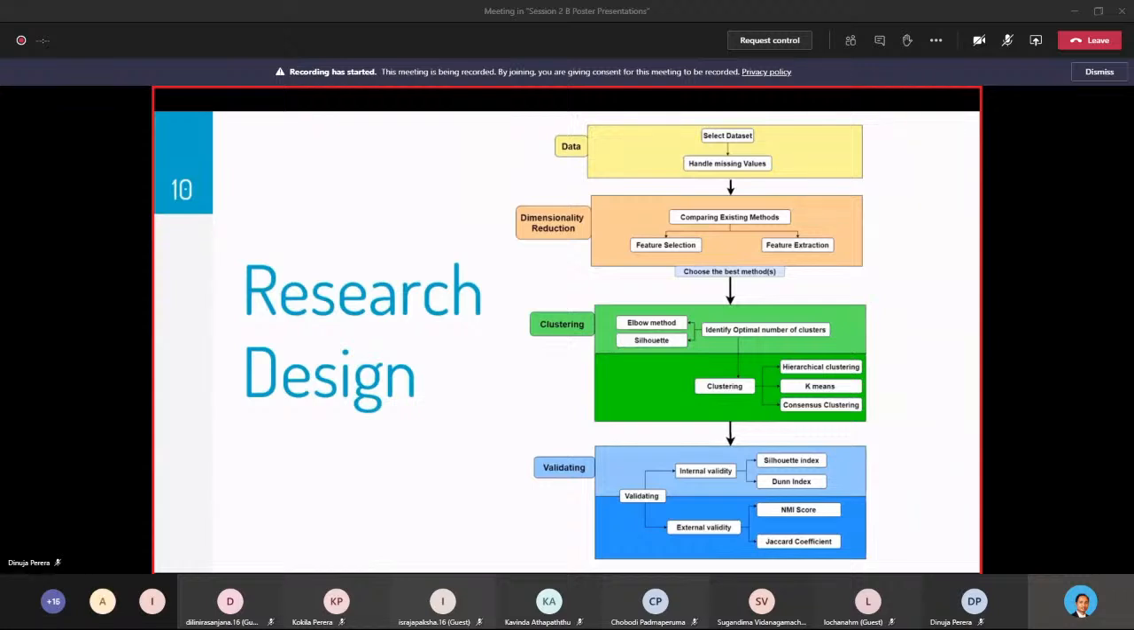As a third step, clustering is done in order to identify the subtypes. We use the Silhouette method and the elbow method to decide the number of clusters. Then we have chosen the clustering algorithm. From the literature, we identified that k-means shows better performance when applied to biological data. For validation, we have used internal and external validations. As internal validations, we have used the Silhouette index and Dunn index. For pseudo external validations, we have used the NMI score and Jaccard coefficient.